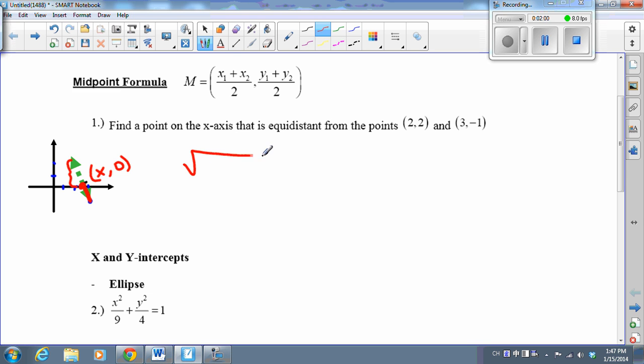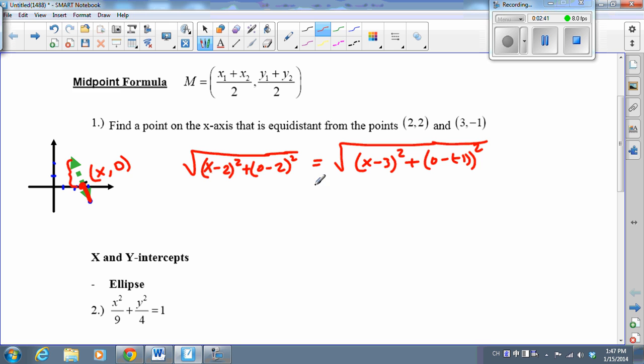So I will use the distance formula with the point between (2, 2) and (x, 0). The first distance would be the square root of (x minus 2) squared plus (0 minus 2) squared. I'm writing it as 0 minus 2 so that you know why it ends up being negative 2 squared. This distance is the same as the distance from (x, 0) to (3, -1), which is (x minus 3) squared plus (0 minus negative 1) squared.